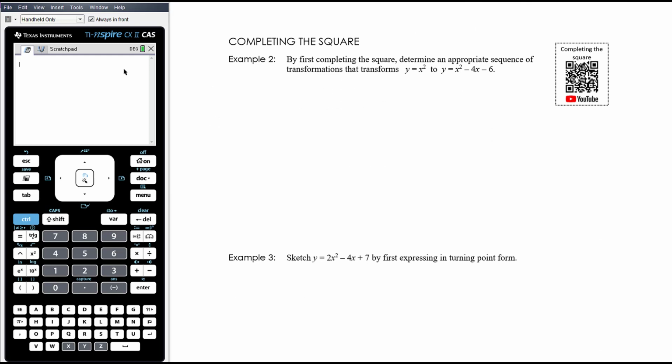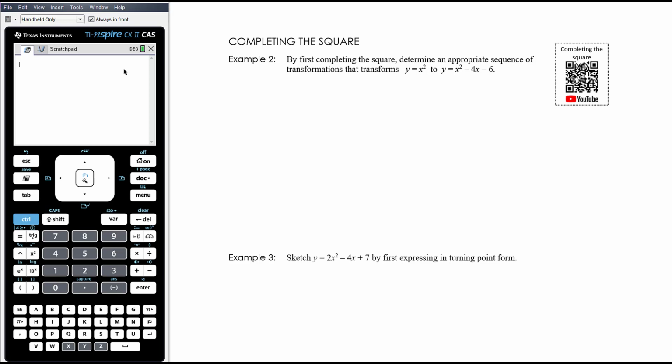Okay, completing the square. There's a link there to a video specifically on completing the square. That's a bit older video. I might link in the description box to a more recent video, the one I did with my Year 10s last year, but there's a couple of videos already up there in the channel on completing the square with some more detail.